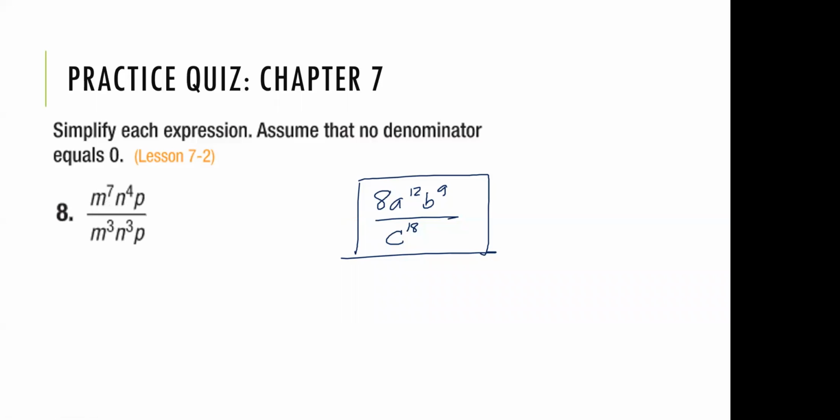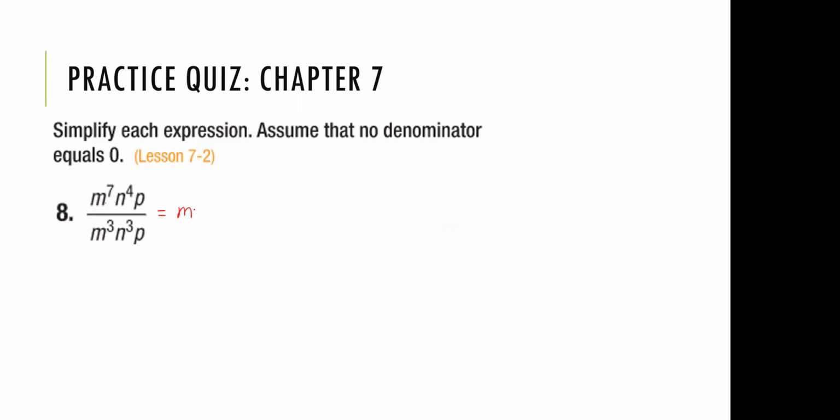Okay, next problem. Here, we're actually going to simplify. We've got powers, we're dividing powers with the same base, so we're going to subtract. So we're going to take the base m and subtract 7 minus 3. You've got n to the power of 4 minus 3, and then p to the power of 1 minus p to the power of 1.